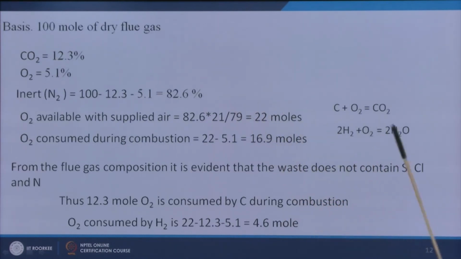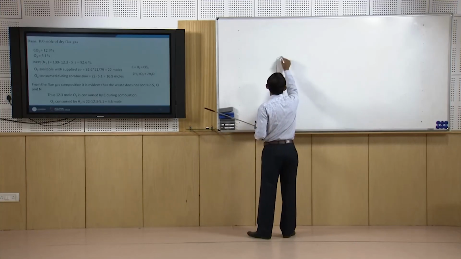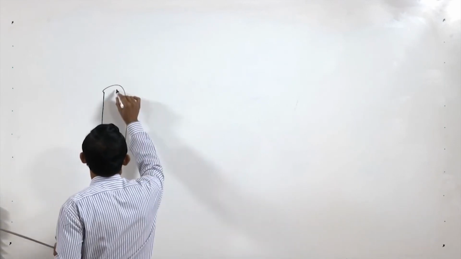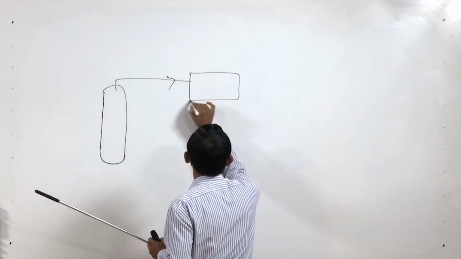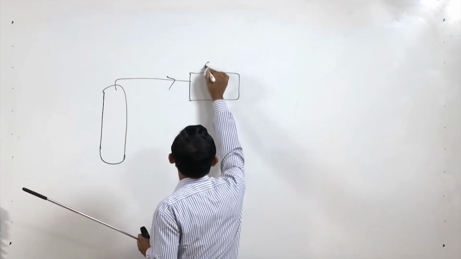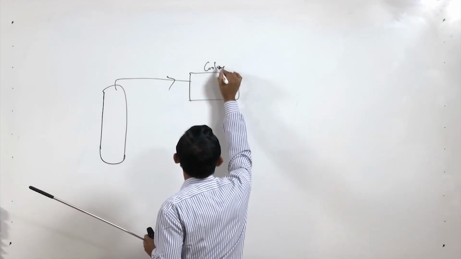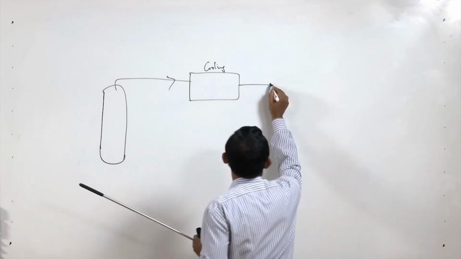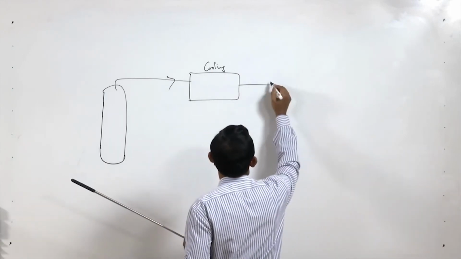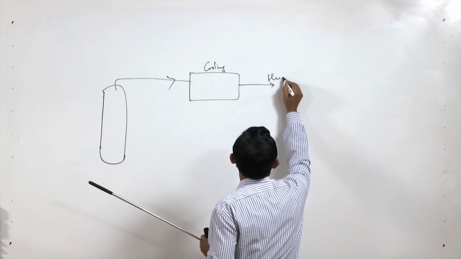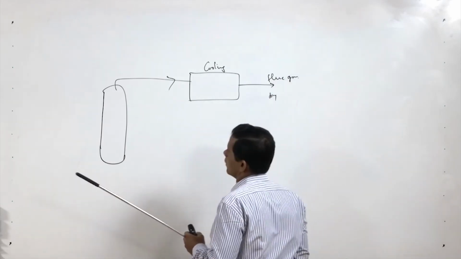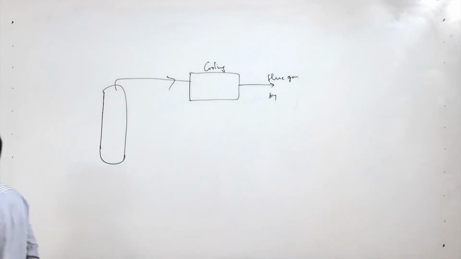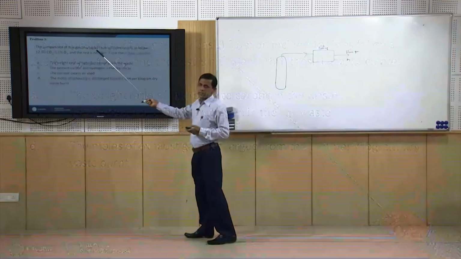So, flue gas is on a dry basis. Say we have one incinerator, and we are getting some gas. This gas, after cooling, then we will get flue gas, dry. What is happening? It is on a dry basis.